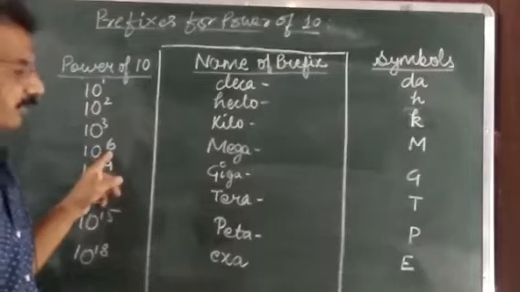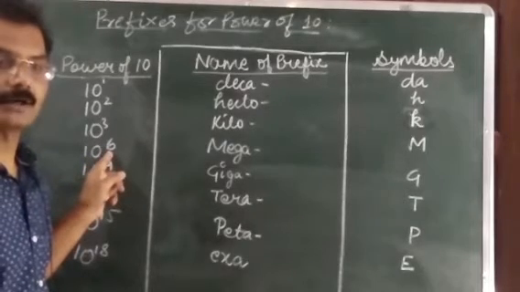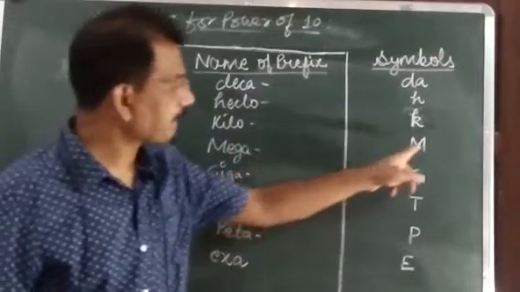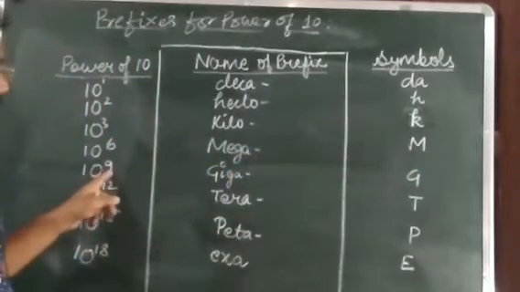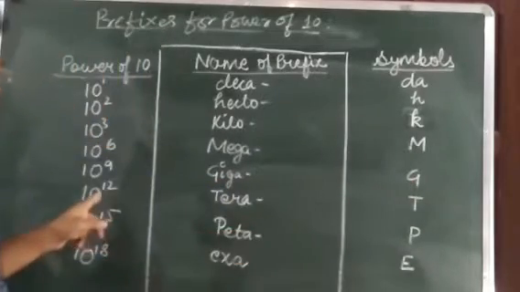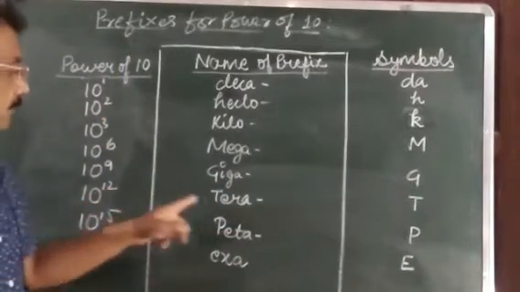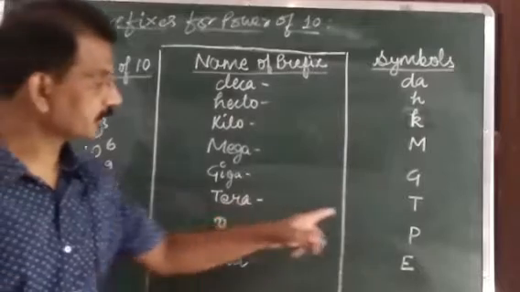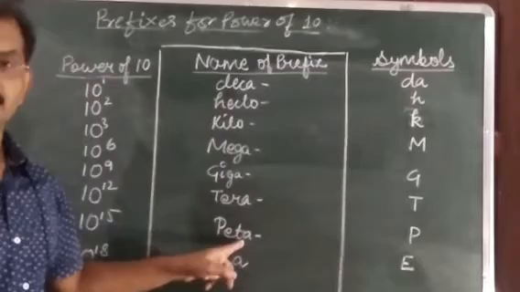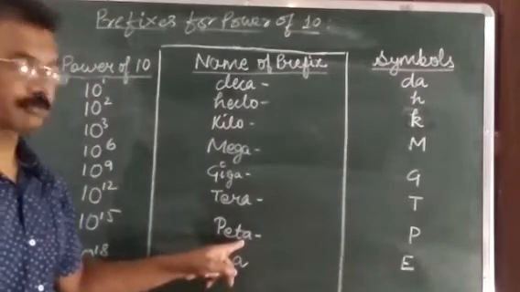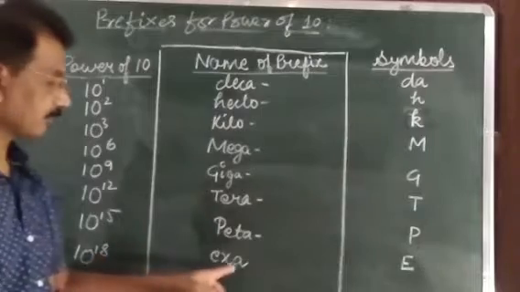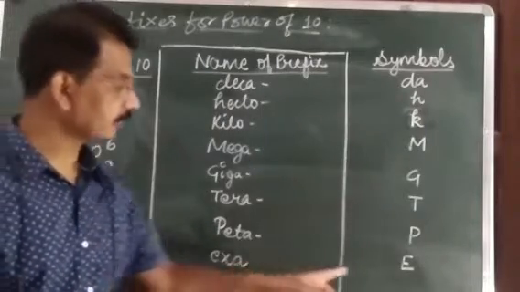10 to the power 6, this one is called mega, and this one is denoted by capital M. 10 to the power 9 is called giga, which is denoted by capital G. 10 to the power 12, the name of this prefix is tera, which is denoted by capital T. 10 to the power 15, the name of this prefix is peta and denoted by capital P. And 10 to the power 18, this one is exa and denoted by E.